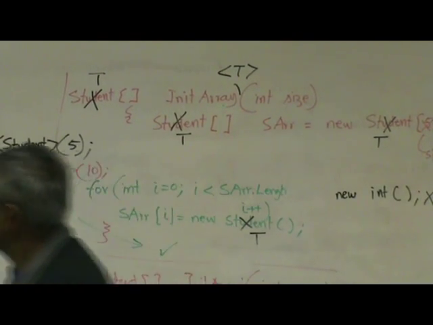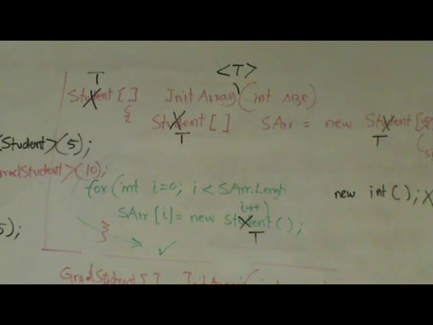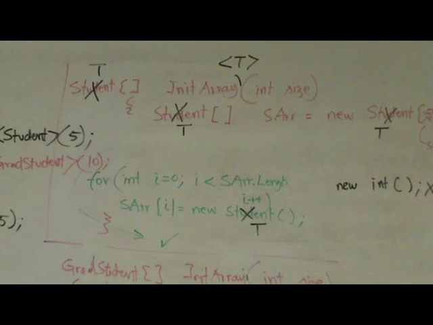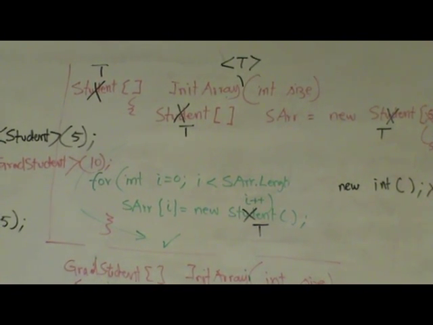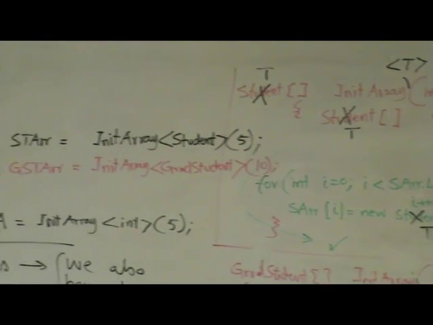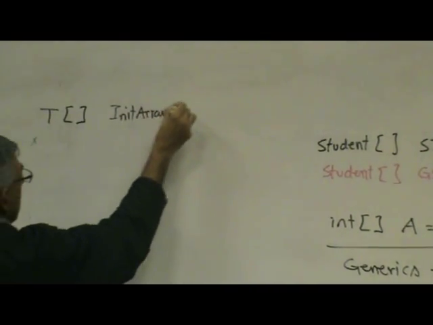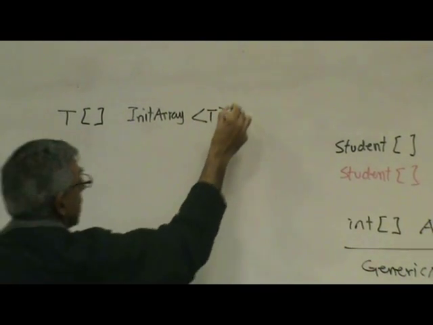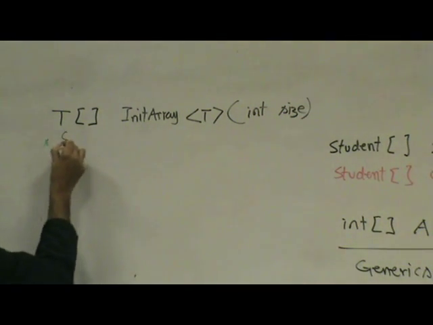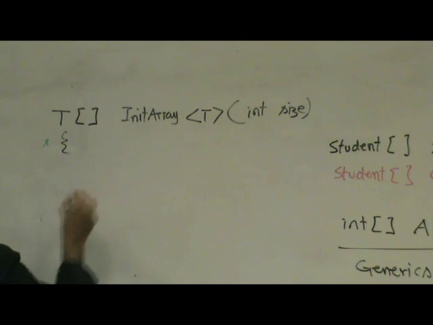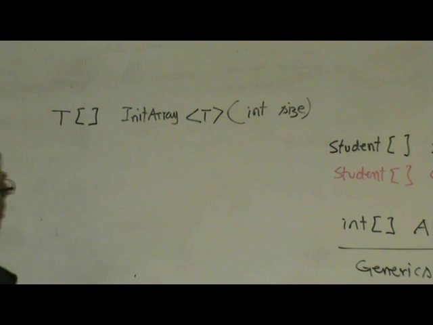So if I rewrite this properly, which will work if you go home and try it on a computer, the proper InitArray will look something like this. T InitArray, it's a generic type T, int size. Okay, and then we will put a constraint before we write the actual code.